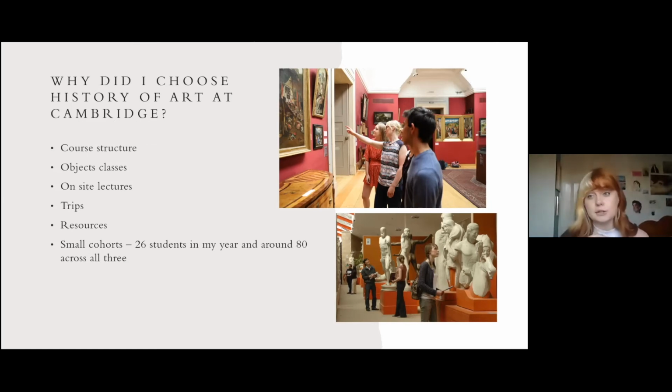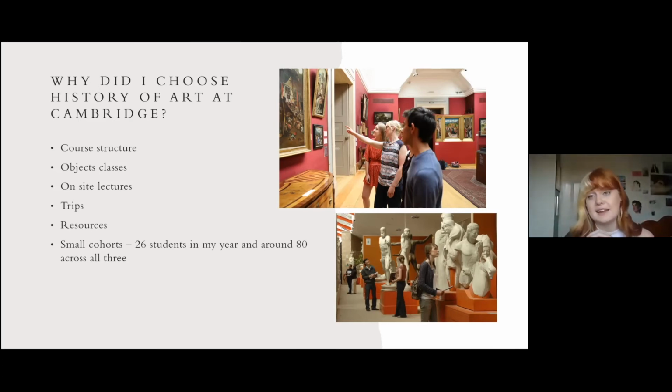Object classes are really good. You get to deal with these pieces of art hands-on in the prints room as well at the Fitzwilliam Museum, which is a really, really unique experience to get to see these prints outside of their gallery space, up close and personal with people that know them like the back of their hands. On-site lectures like the ones we have in the Fitzwilliam and in museums such as the classics faculty, which is pictured here, are really, really good and a nice breather from being in the lecture theatre or working independently.